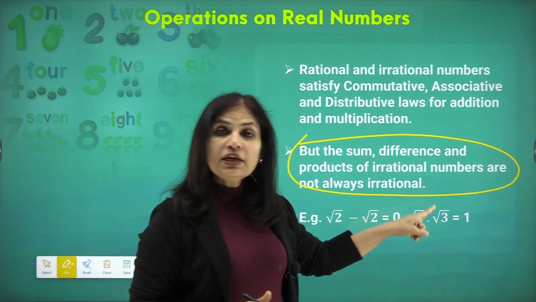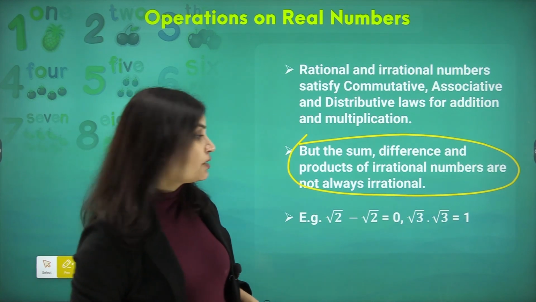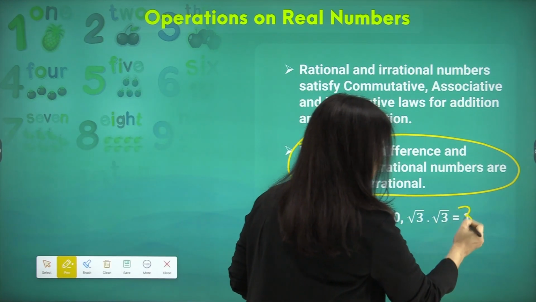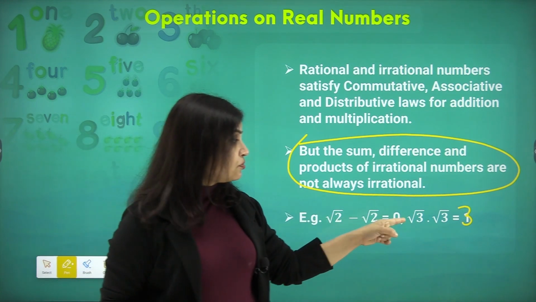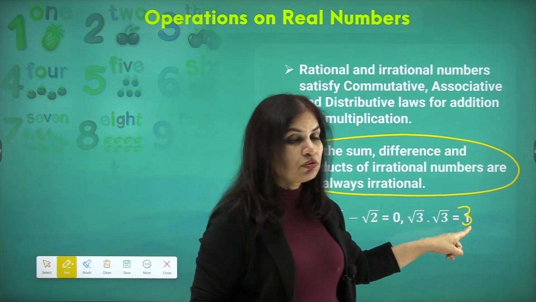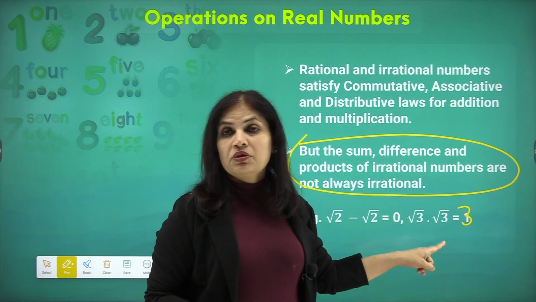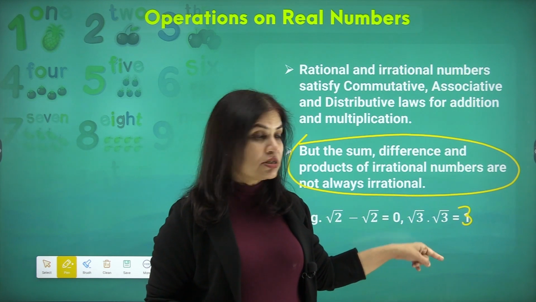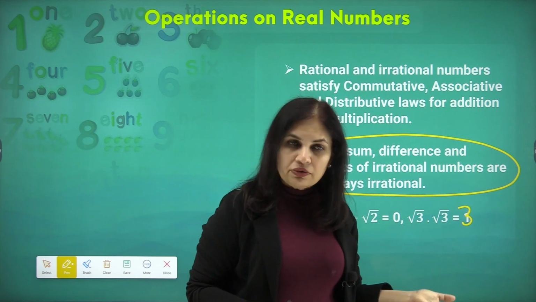Again, root 3 into root 3 will give you 3. Root 3 and root 3 are both irrational numbers, but their product is giving you 3, which is a rational number. So again I see that the product of two irrational numbers may not be an irrational number. It turns out to be a rational number.